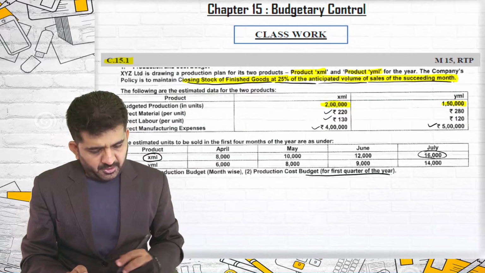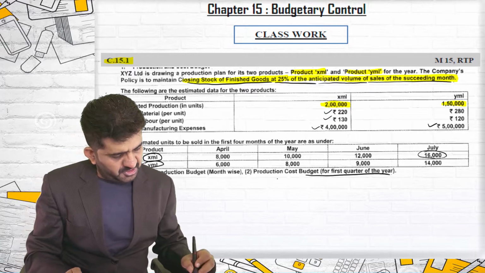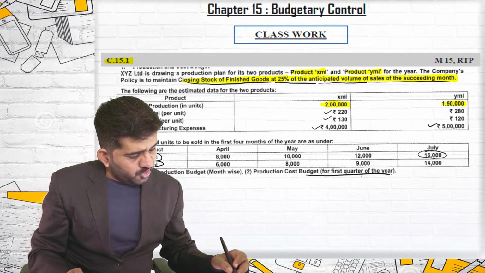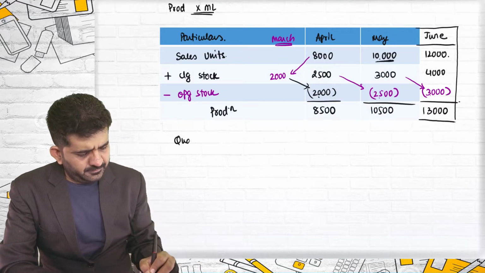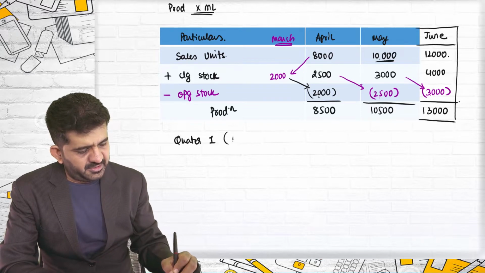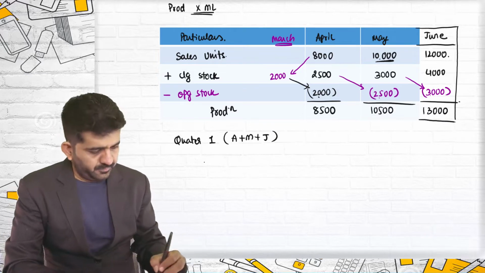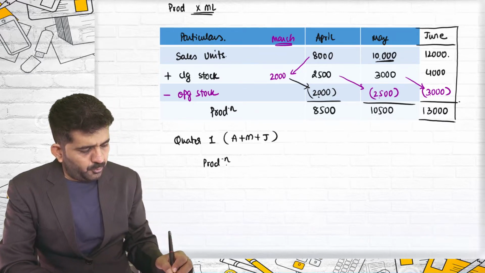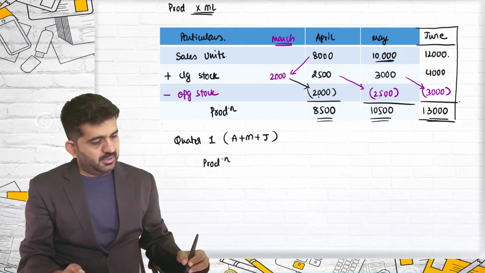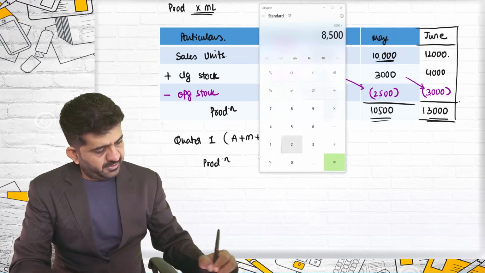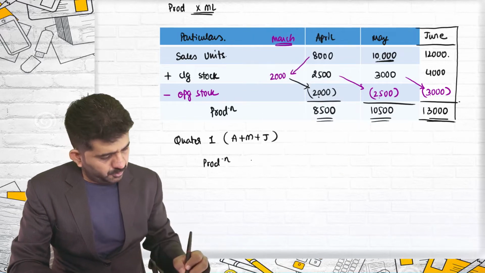We need to also find out for another product, YML, but first understand, let us find out the answer. Production budget month-wise, production cost budget for first quarter. So the quarter is April plus May plus June. What production you are going to make in total of all this? That is 8,500 plus 10,500 plus 13,000, which is 32,000 units.